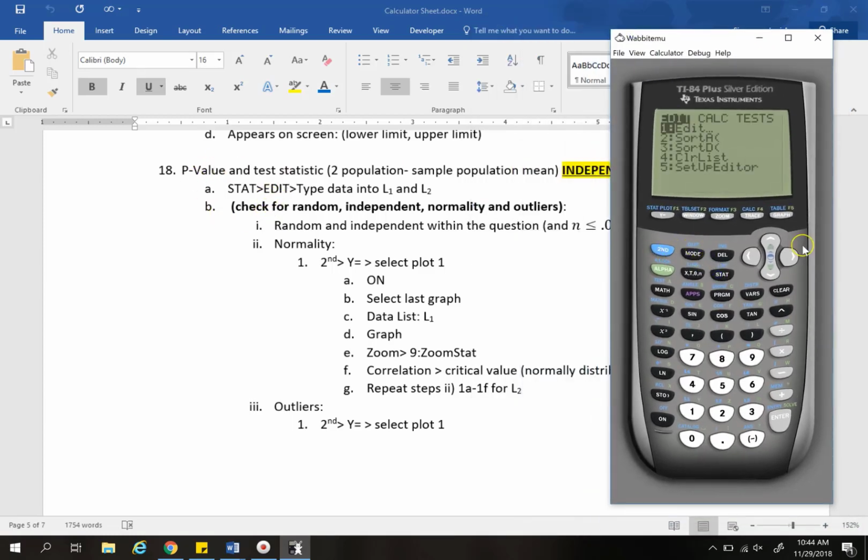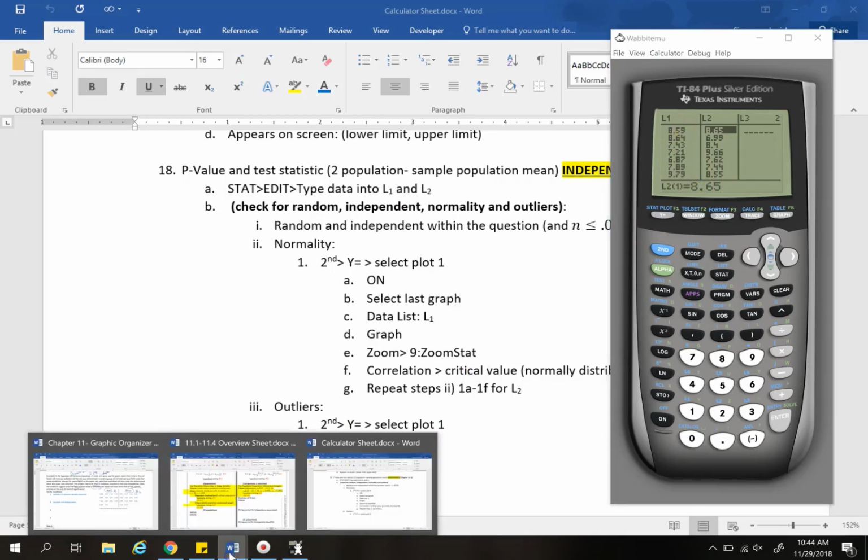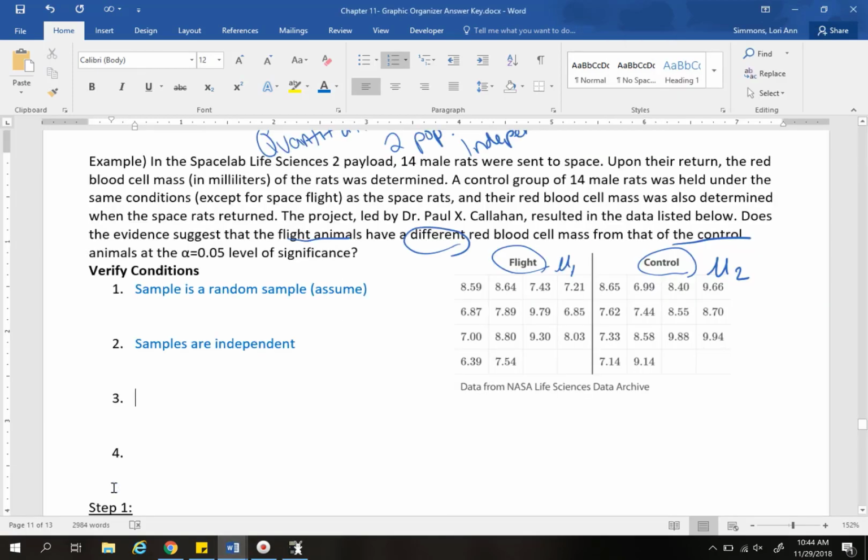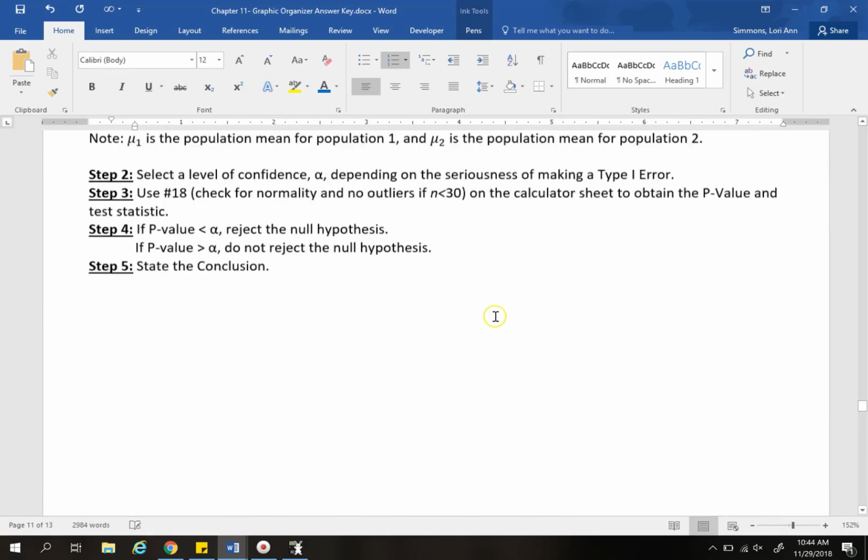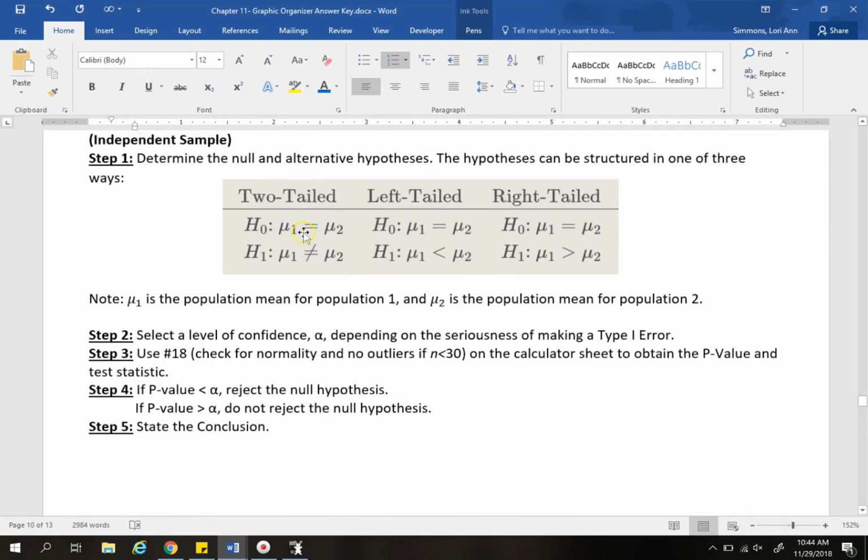Here we're going to go to Stat, Edit, and type data into List 1 and List 2. So mu1 is going to go in List 1 and mu2 will go in List 2. It is vital to identify which one's your mu1 and mu2 because it could get switched around. So mu1 goes in your List 1, control will go in List 2. Because they are independent, the order does not matter. It's another reason why we don't write mu sub d here, because we're not matching up anything. So if you notice, mu sub d is only for your dependent.